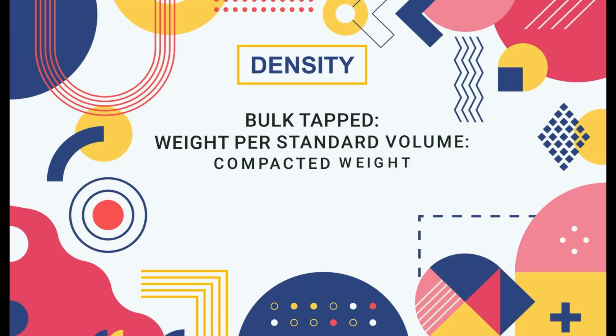So that is aerated bulk density. But if you tap it, for example, if you press it or you put one sack on the other, then one sack is pressing the other below. So there is a tapping. When you tap, you can fill in the same sack more material. That is called tapped density. So weight per standard volume, and it is compacted weight, the bulk density which is tapped. Tapped bulk density is always more than the aerated bulk density.